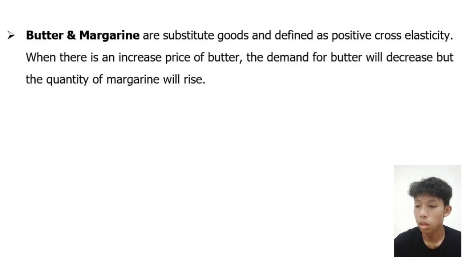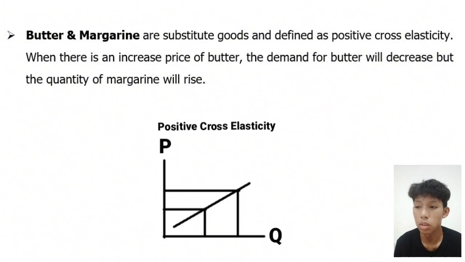And the last one, butter and margarine, these two are substitute goods and can be defined as positive cross elasticity, because when the price of butter increases, people will have other options instead of buying butter, which is margarine. Now we can see in the table that the cross price elasticity of demand for butter and margarine is 1.54, which is quite big. So the change in the price of butter will significantly increase the demand for margarine.